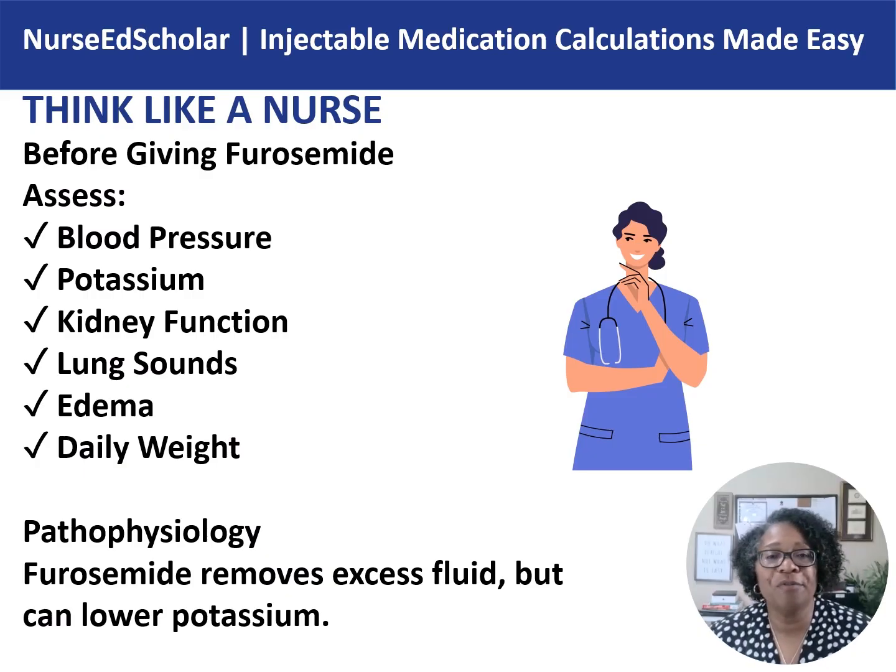Now, when you're on the floor, before you give furosemide, remember it is a diuretic, a loop diuretic. And so you're going to want to assess a few things. You want to assess a person's blood pressure. You're going to look at their labs. We always talk about labs. So this is one reason why you really want to look at labs. You want to look at the potassium level if you're giving furosemide. You want to look at their kidney function, urine output, lung sounds. Do they have any edema? What's their daily weight? Because furosemide will pull fluid off of you. And so you want to assess the patient before you give the medicine.